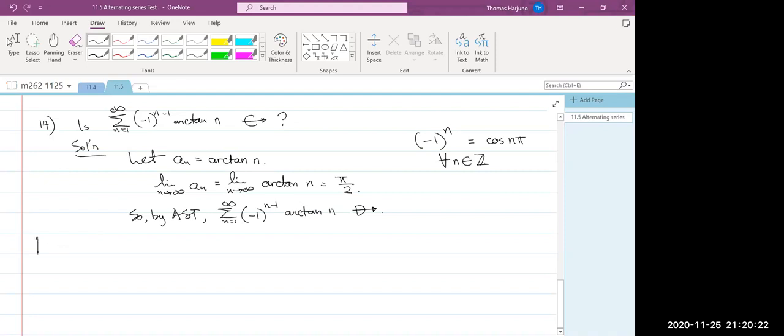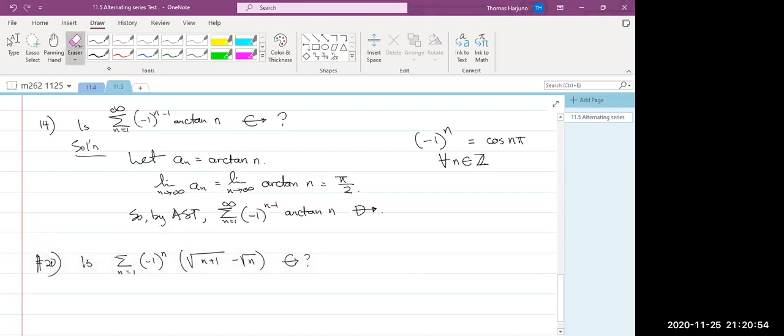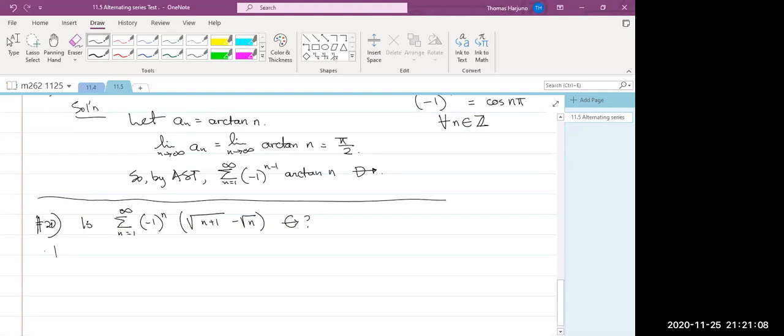Last one, number 20, then later on we do the estimate. Number 20: is the series n equals 1 to infinity of negative 1 to the n times the square root of n plus 1 minus the square root of n convergent? I don't know. Solution: I somehow think it is convergent.